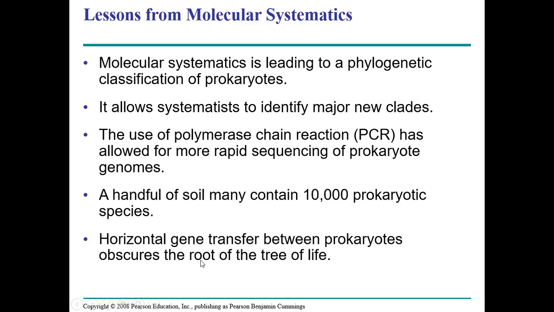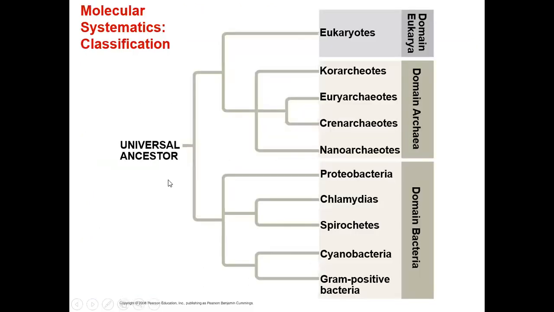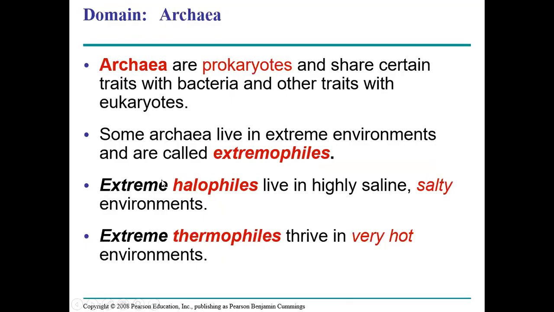Horizontal gene transfer between prokaryotes obscures the root of the tree of life. If you look at the universal ancestor, in the domain Eukarya you can see eukaryotes. In the domain Archaea, you can see Korarchaeota, Euryarchaeota, and Crenarchaeota. In the domain Bacteria, you can see Proteobacteria, Chlamydias, Spirochetes, Cyanobacteria, and gram-positive bacteria, coming from the universal ancestor.